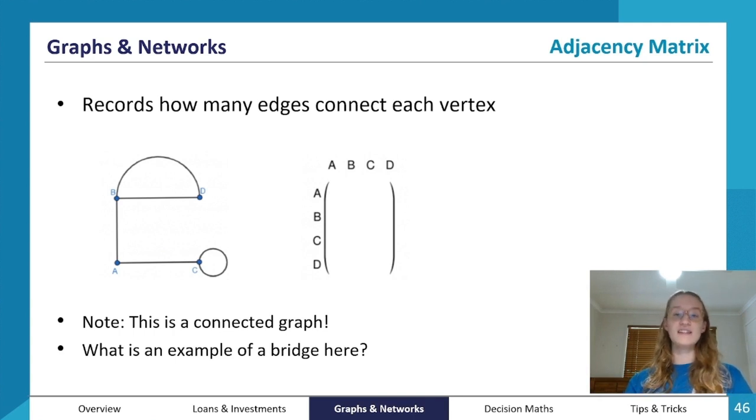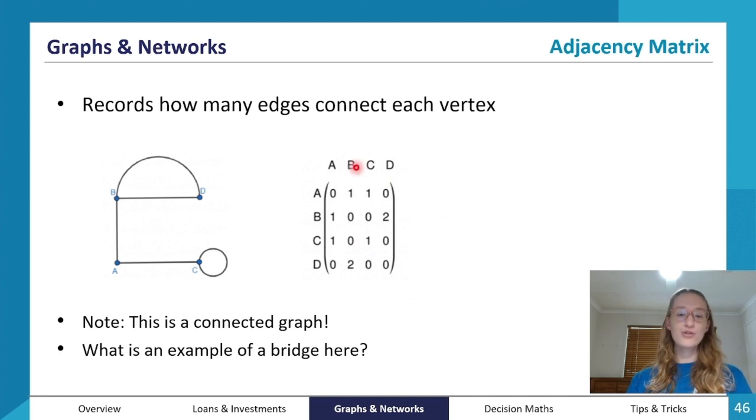Coming back to the adjacency matrix, it records how many edges connect each vertex. So let's think about the number of connections between A and A. Well, there's nothing that connects A to A. A to A is the same vertex and it doesn't have a loop, so there are 0 connections connecting A to A. What about connecting A and B? Well, I see one edge, so we have one connection between A and B. How many connections between A and C? 1. How many connections between A and D? Actually, no direct connections, so we have 0, and we can fill in the rest of the graph.